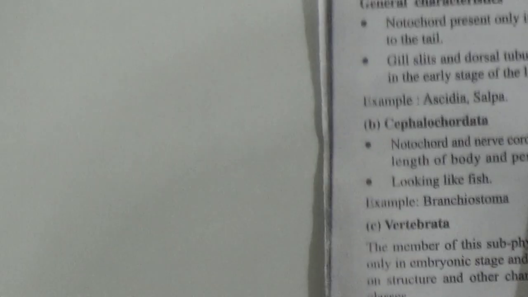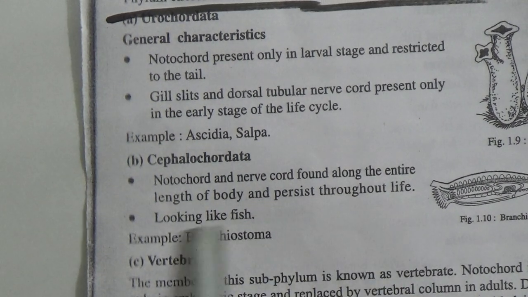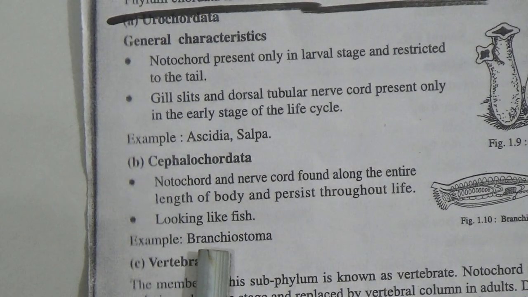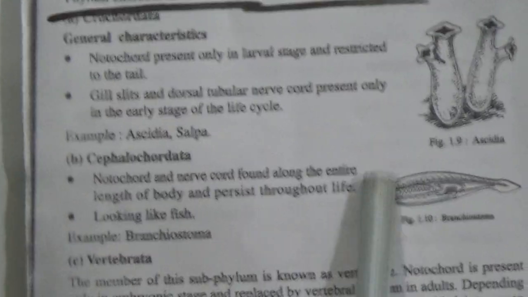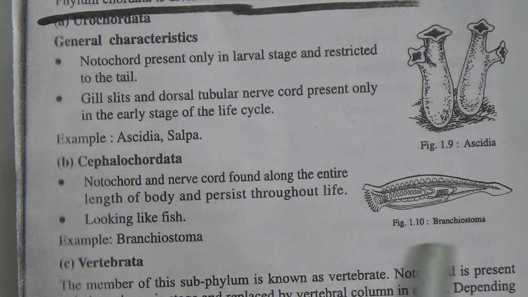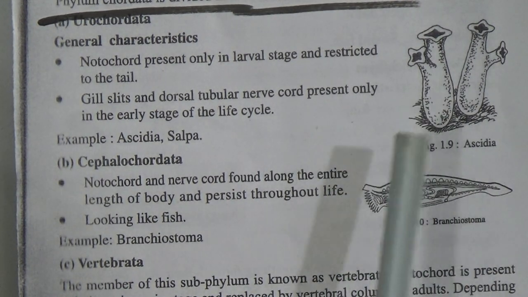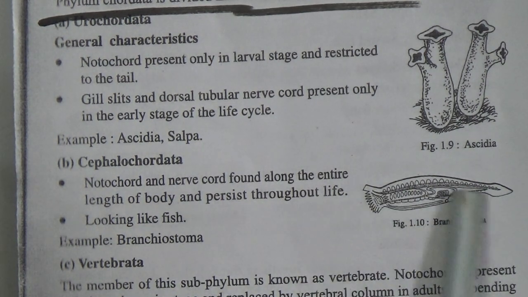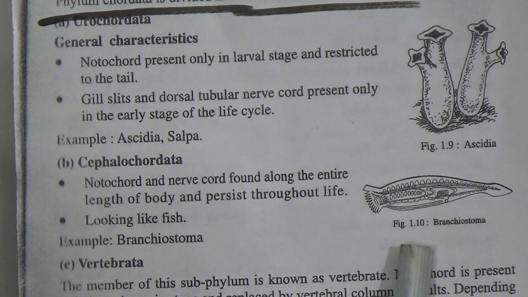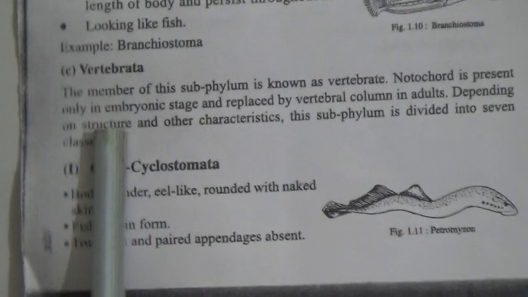Now the general characteristics of cephalochordata. Notochord and nerve cord are found along the entire length of the body and persist throughout life. And the second characteristic of cephalochordata is that they look like fish. For example, branchiostoma. See the figure given here, the figure of branchiostoma. It belongs to the cephalochordata.